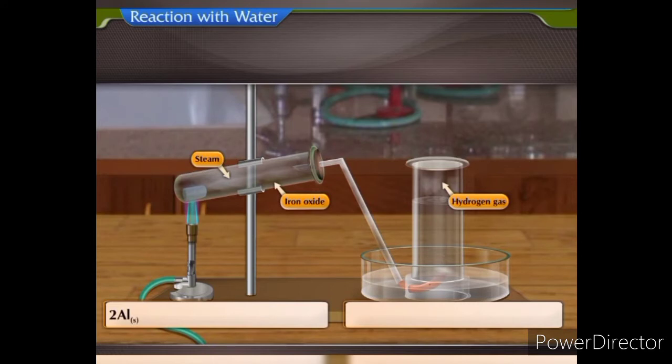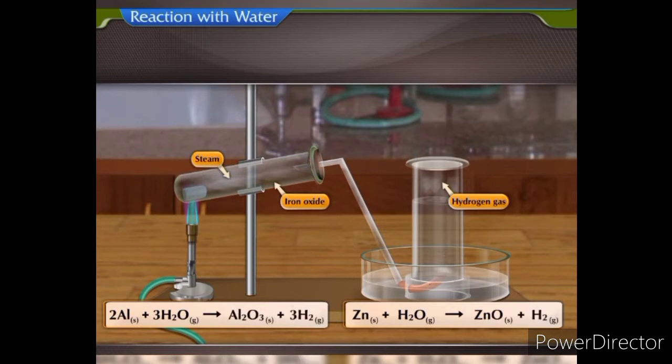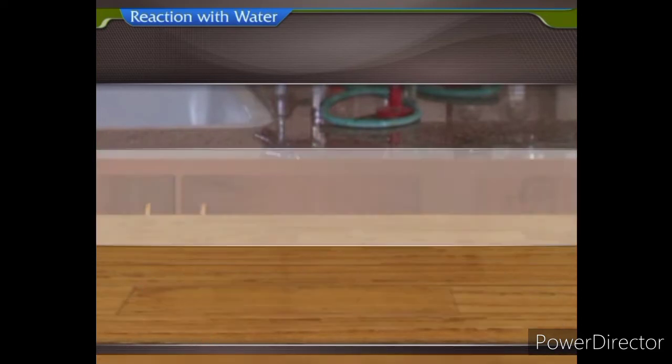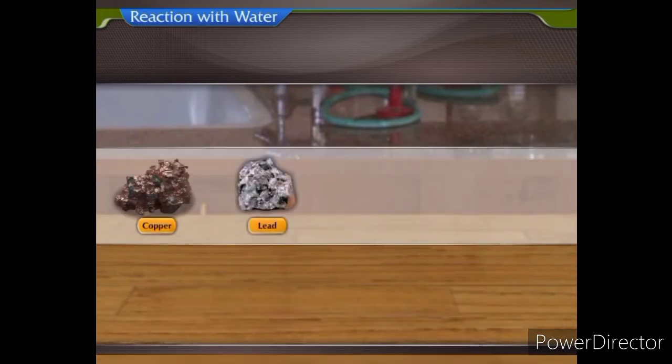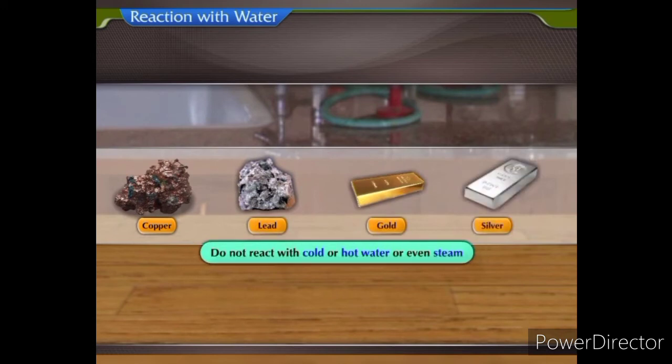Similarly, aluminium and zinc also react with steam to form the corresponding metal oxide and hydrogen gas. Aluminium forms aluminium oxide and hydrogen gas, while zinc forms zinc oxide and hydrogen gas. Metals like copper, lead, gold, and silver do not react with cold or hot water or even steam.